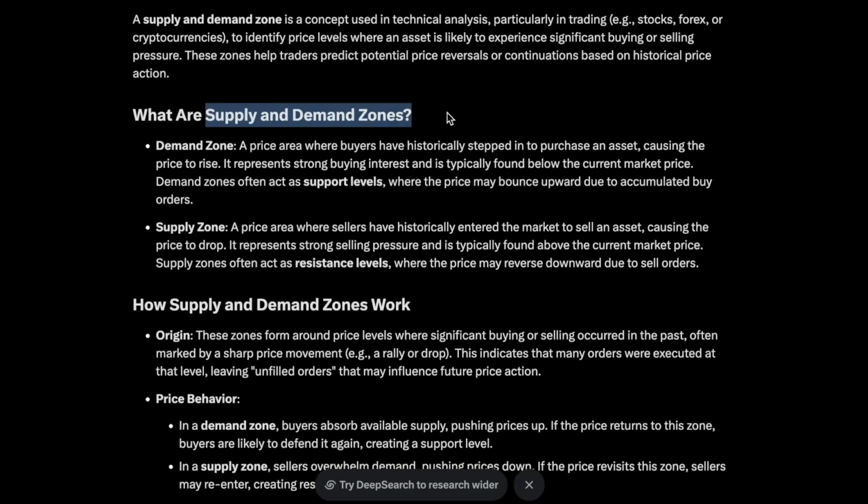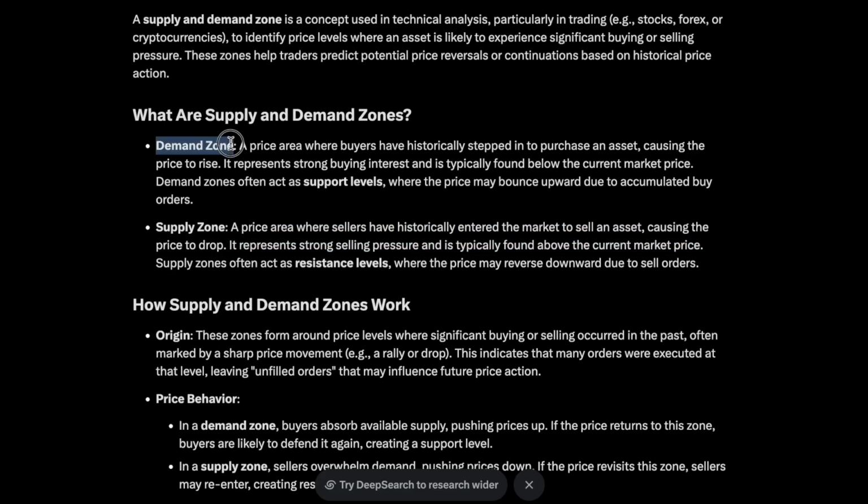What is a supply and demand zone? A demand zone is a price where buyers have historically stepped in to purchase an asset, causing the price to rise. It represents strong buying interest, aka support levels. What is the supply zone? That is where sellers have historically entered the market to sell an asset or short, causing the price to drop.